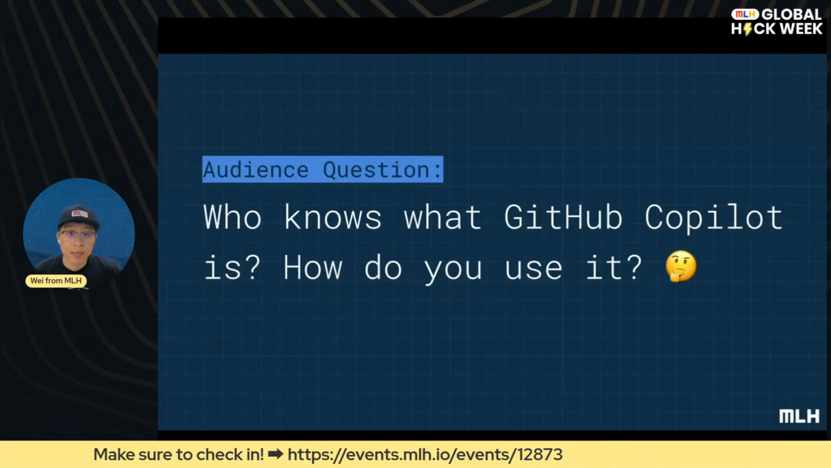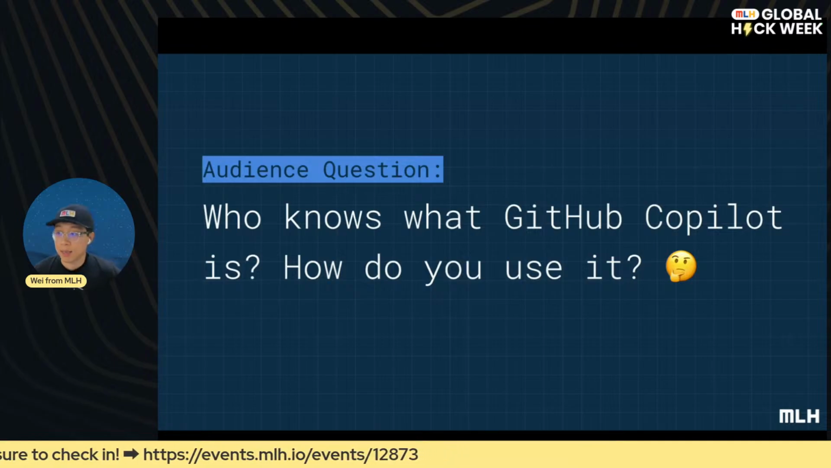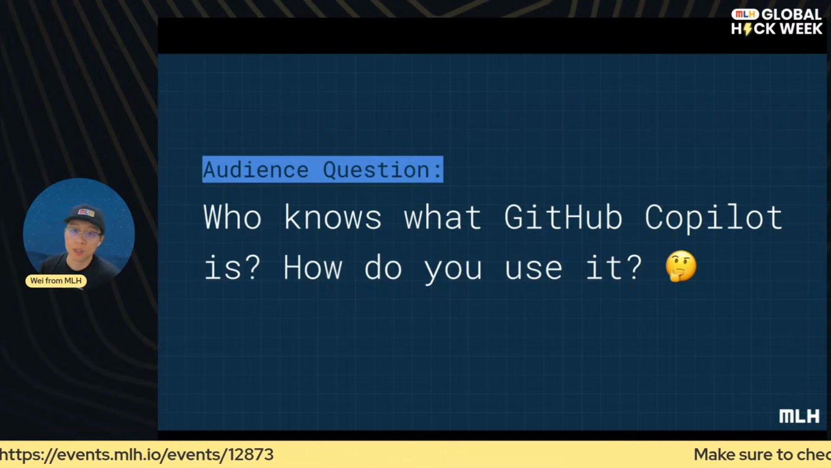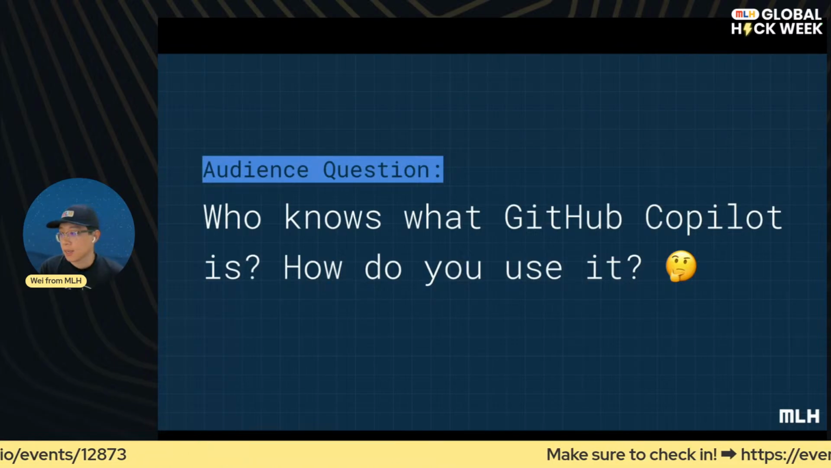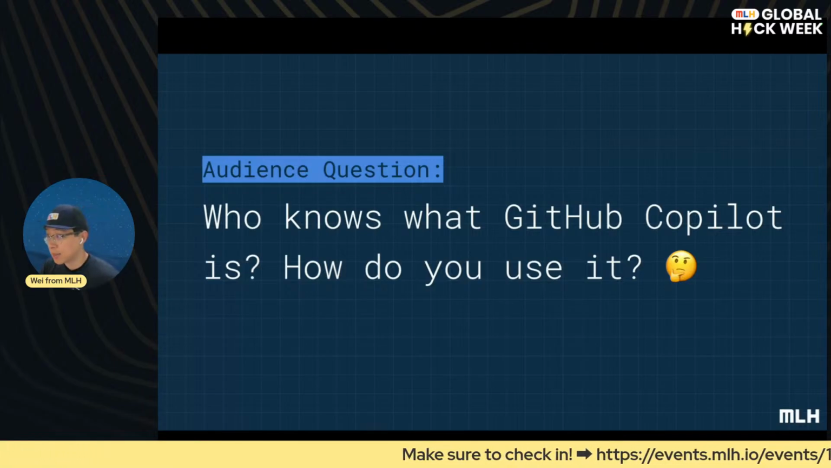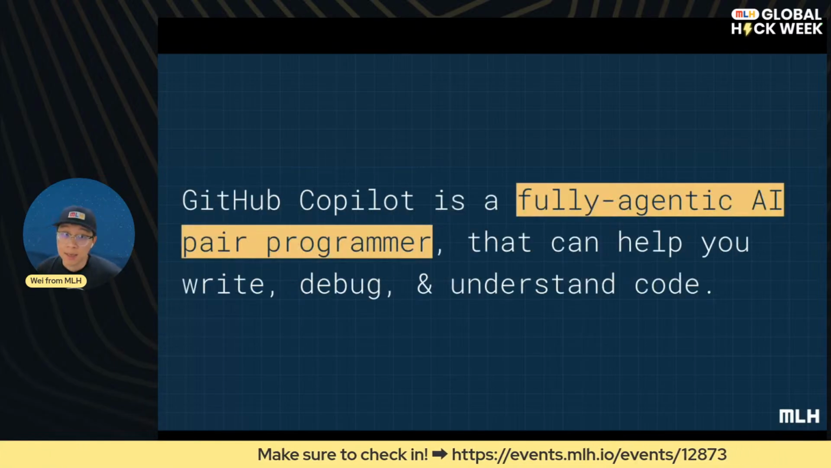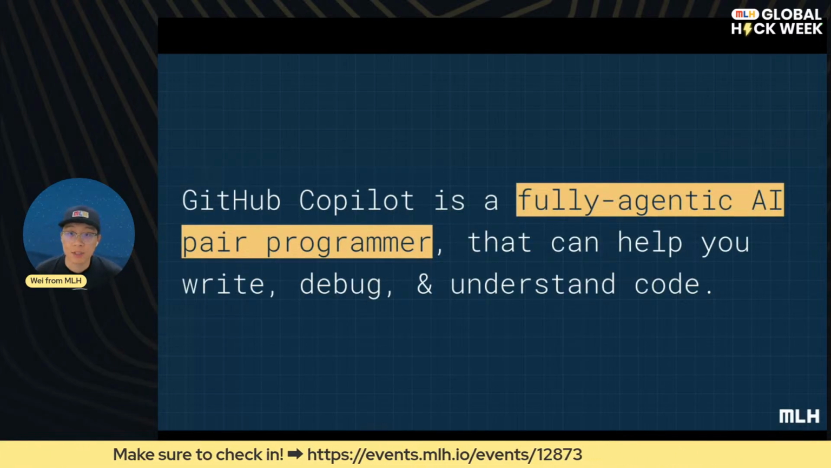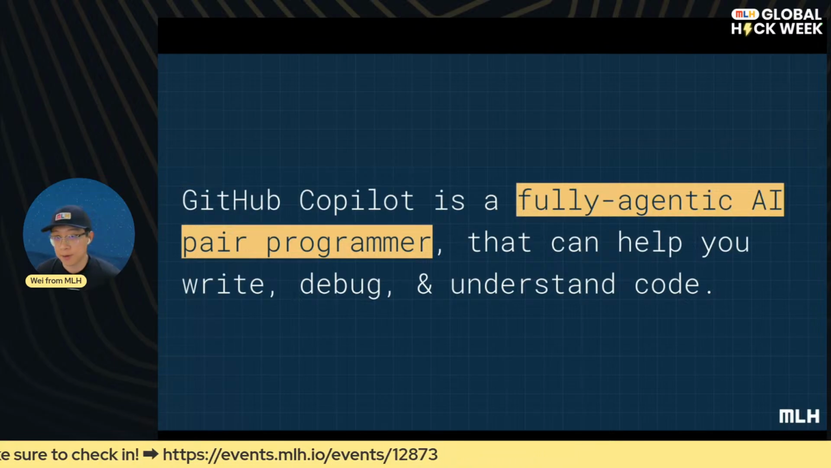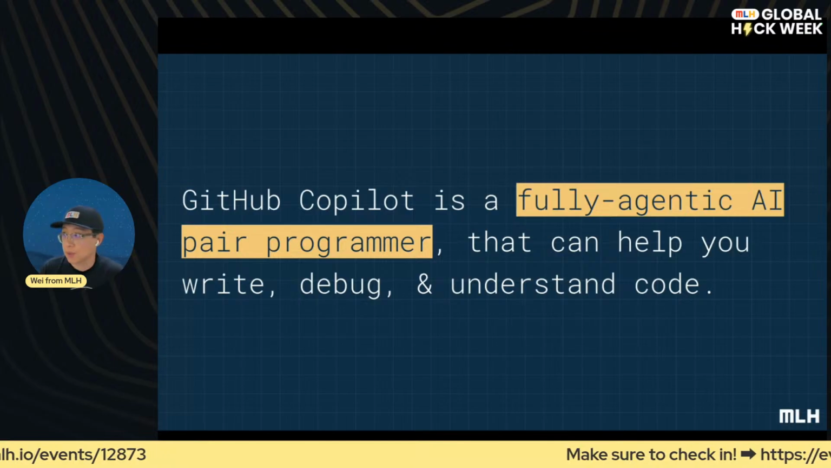Now, who knows what GitHub Copilot is? And give me some things that you have used Copilot for in the past, if you don't mind letting me know in chat. To me, GitHub Copilot is a fully agentic AI pair programmer. It can help you write, debug, and understand code.